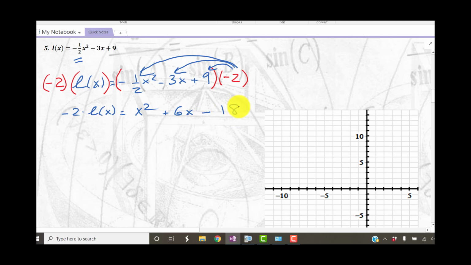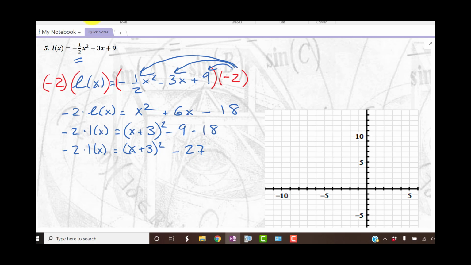Okay, let's continue with completing the square. So we have negative 2 times L of x equals x plus half of 6 is 3, minus 9 minus 18. So we have negative 2 times L of x equals x plus 3 squared minus 27. Well, what do I do now? Now I divide both sides by negative 2. Now be careful what you're going to do with the negative 2.